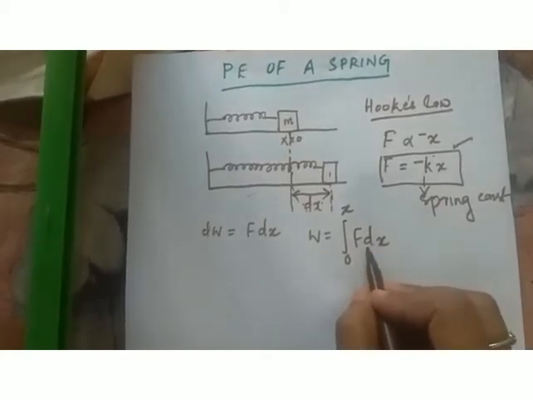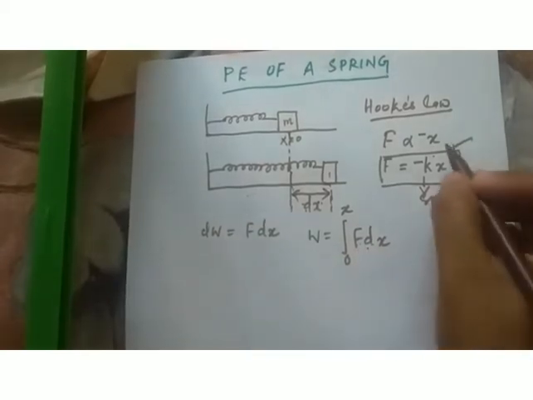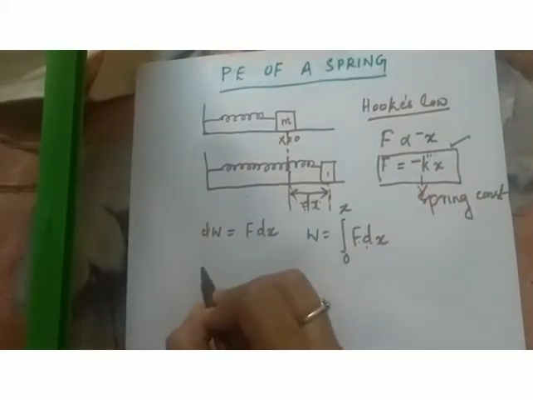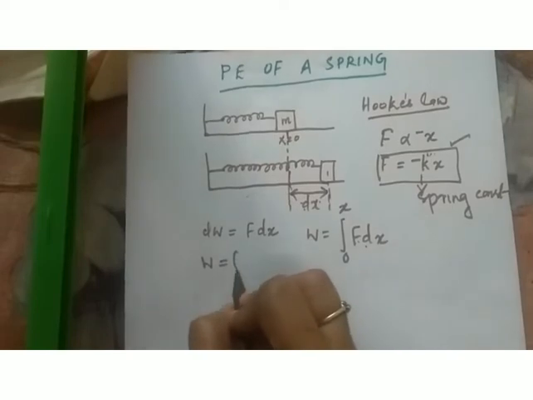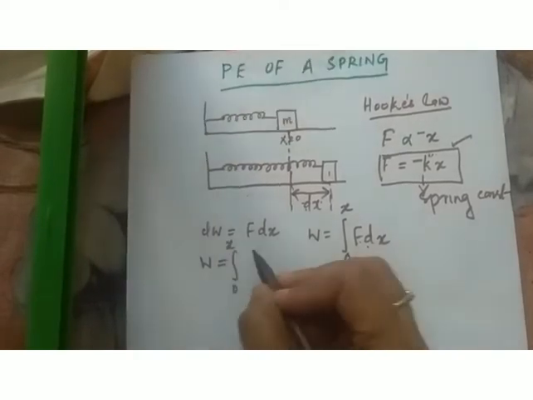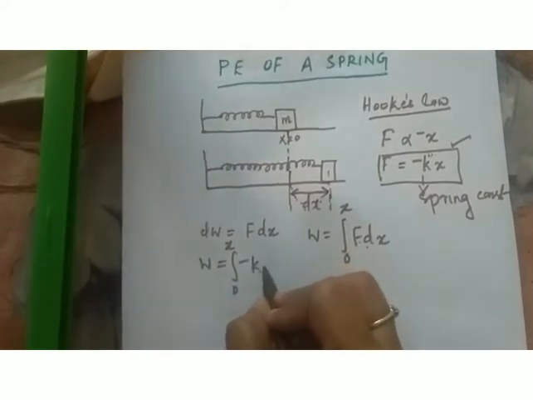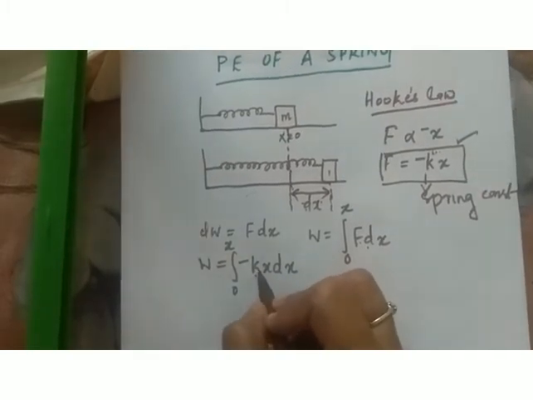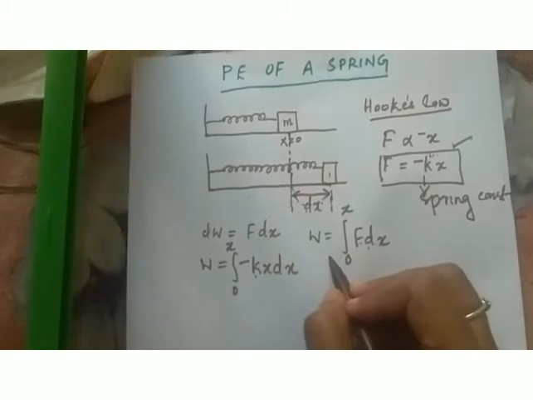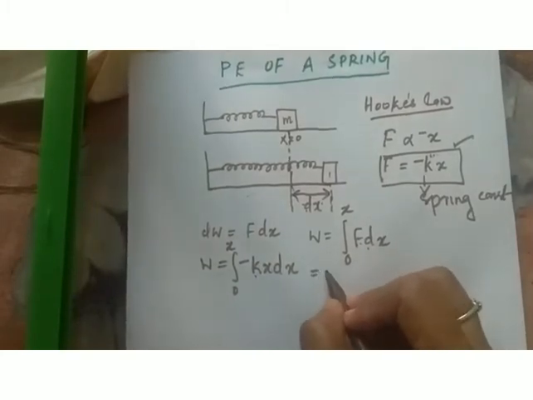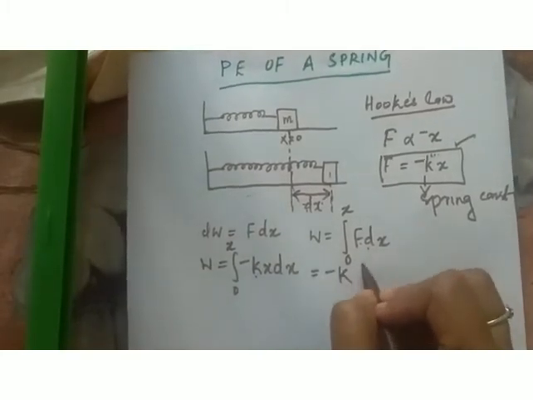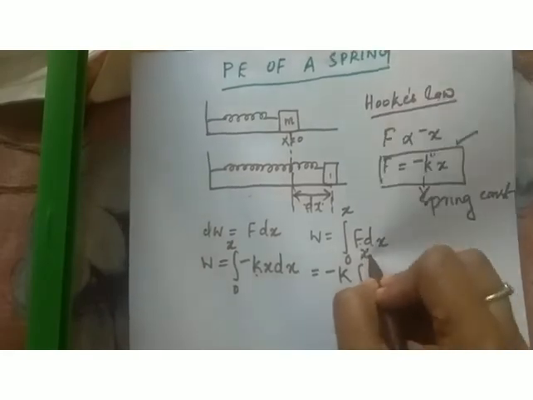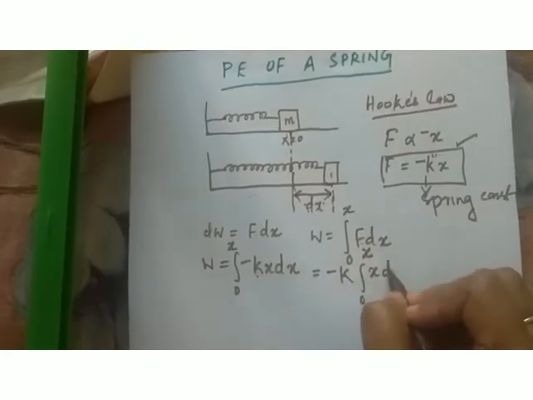Then substitute the expression for F. In this case, what is F? F is equal to minus kx. So the total work done W is equal to the integral from 0 to x of minus kx dx. And k is a constant, so we can take minus k outside the integral sign because we do not integrate constants. So W equals minus k into the integral from 0 to x of x dx.